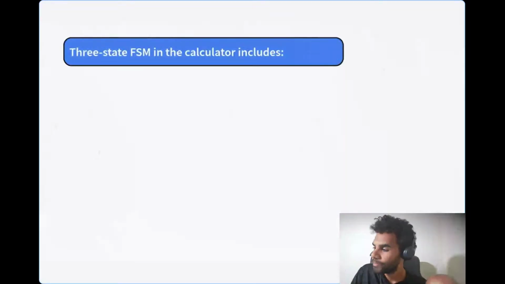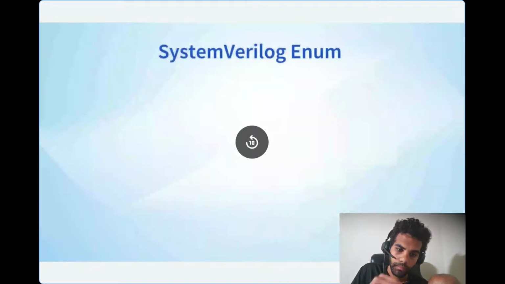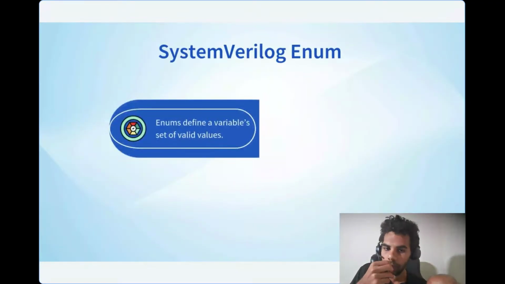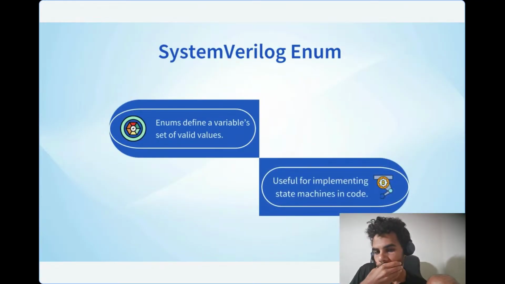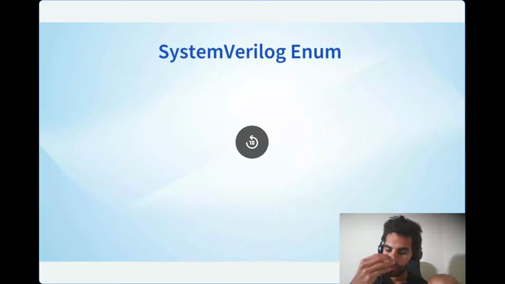Next, we have enumerated types. So enums. Enums allow us to define a set of valid values for a variable. This is especially useful for state machines, which we are going to use in our code. For example, in our calculator, we can decide to define a simple finite state machine, which are enums.